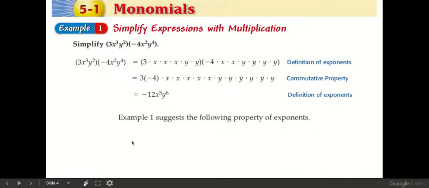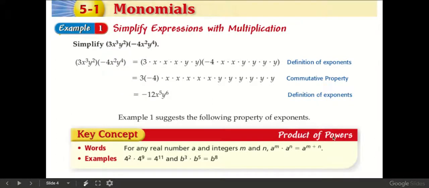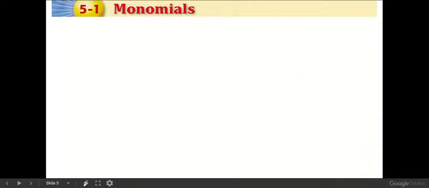So this example suggests the following property of exponents, which we're going to talk about next: the product of powers. Whenever I'm multiplying two things with the same base, the same bottom number, like a to the mth times a to the nth, that would equal a to the sum of those exponents, m plus n. So for example, if I had 4 to the second power times 4 to the ninth power, that equals 4 to the 11th power. Or if I had b to the third times b to the fifth, same base, add the exponents, gives me b to the eighth. So this is a product of powers exponent rule that we will continue to utilize.